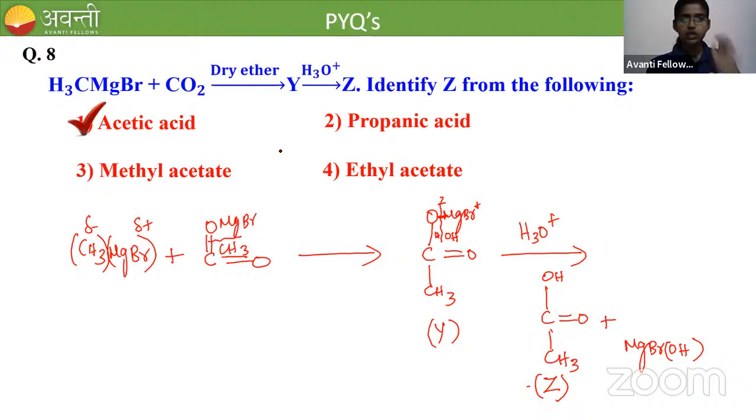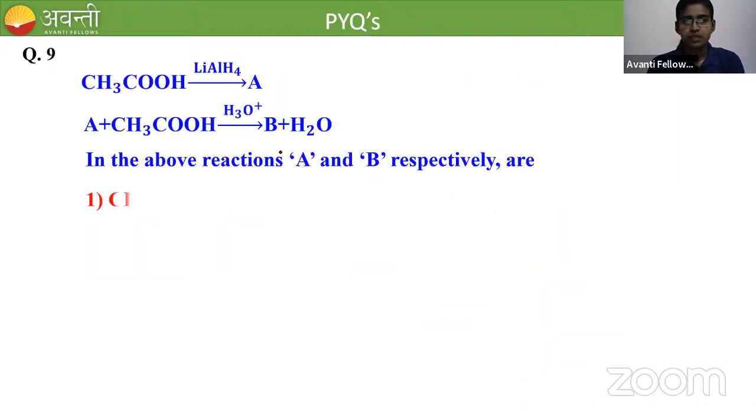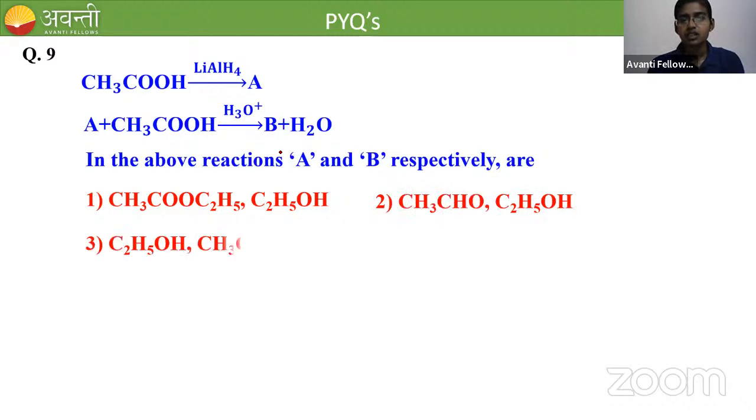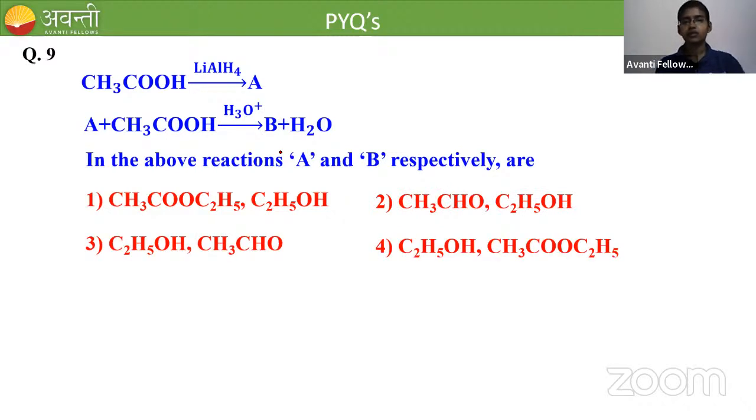Okay, so now let's go for question 9. Two different reactions are given, and in the above reactions, you have to find A and B. Take a few seconds and try to get the answer. Has anyone got compound A? What is compound A?